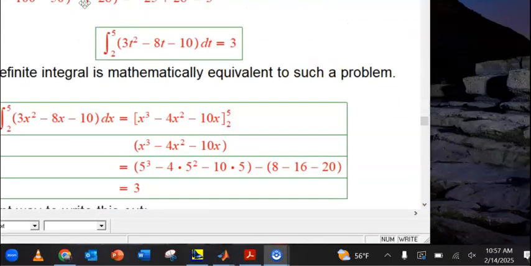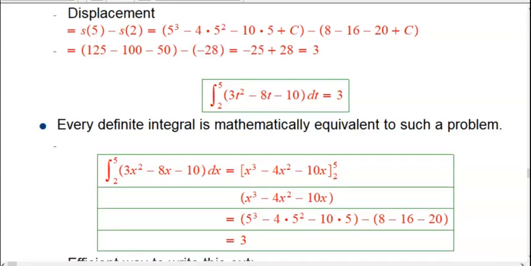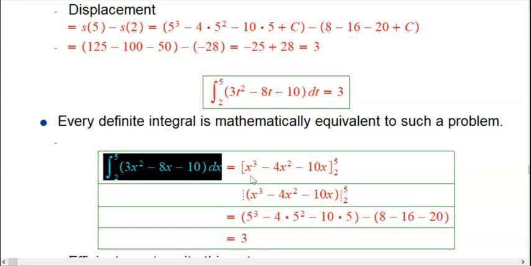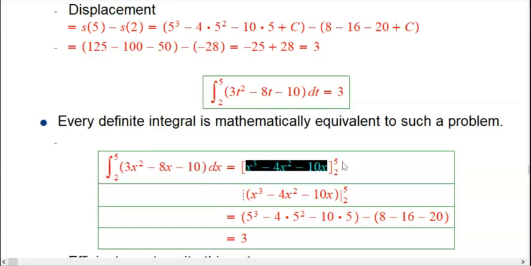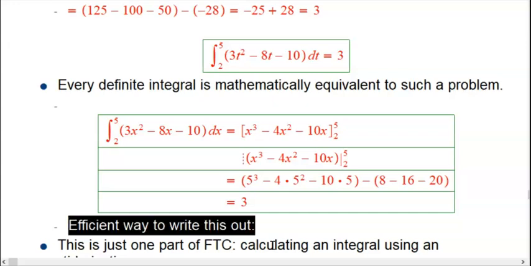Okay, that was a little awkward with the recording thing. So this is what we would call an evaluation bar. You just put this vertical bar to the right of your function and decorate it with the numbers. Okay, so very tight. This just exactly says to do this integral, we write down the antiderivative, we evaluate it at two numbers, the ends of the interval, and we subtract, and we get the answer. Okay, so that's the efficient way to write it out.